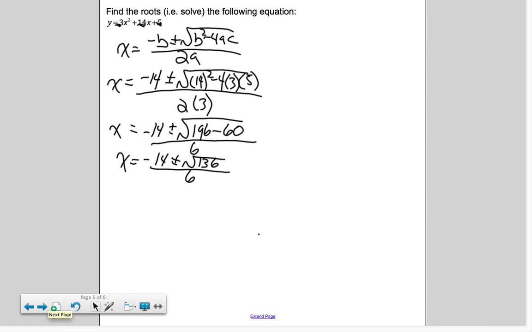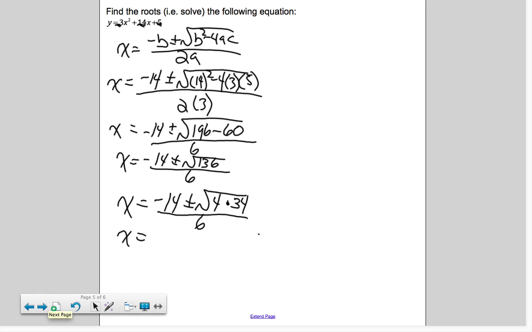So I can give you a little lesson on how you can reduce radicals, or simplify radicals. So this is the same as x equals minus 14 plus or minus the square root of what's 136 divided by 4? 34? But isn't it divided by 6 though? Oh, not 4. So I can rewrite that as 4 times 34 over 6.